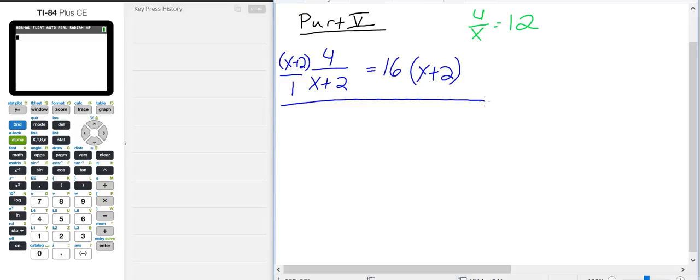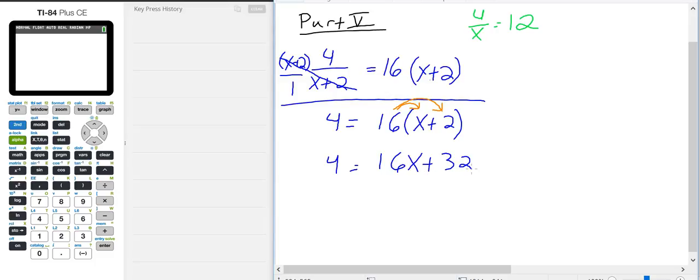And let's see what we get. This x plus 2 over x plus 2, these two cancel out. So we're left with 4 is equal to 16 times x plus 2. Now we can distribute the 16 over the x and the 16 over the 2. And we're going to get the 4 from the left-hand side is equal to 16x plus 2 times 16 is 32. Now we can solve it like a regular equation. We're going to bring the constants to one side.